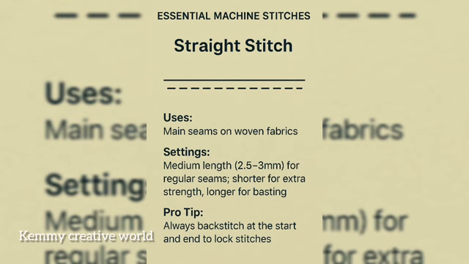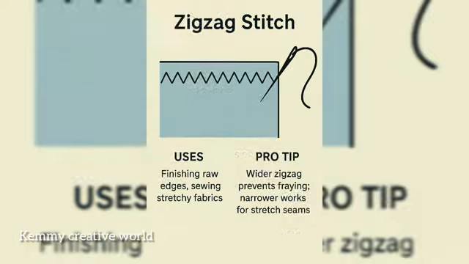Straight stitch is mostly used for seams on woven fabrics. It is used for regular seams, shorter for extra strength, longer for basting. Always backstitch at the start and end to lock stitches.